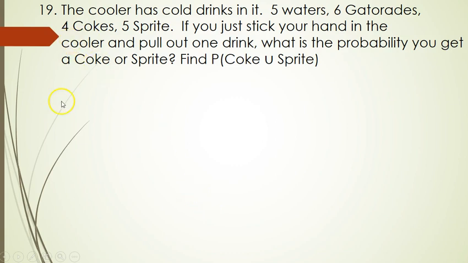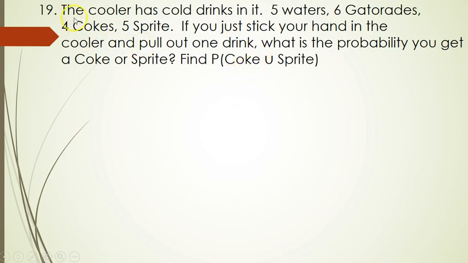So our next one says the cooler has cold drinks in it: 5 water, 6 Gatorades, 4 Cokes, 5 Sprites. You just stick your hand in the cooler and pull out one drink. What is the probability you get a Coke or a Sprite? So once again, notice here that this is our "or" symbol. This means we're going to add, and if there's overlap, we're going to subtract, right?